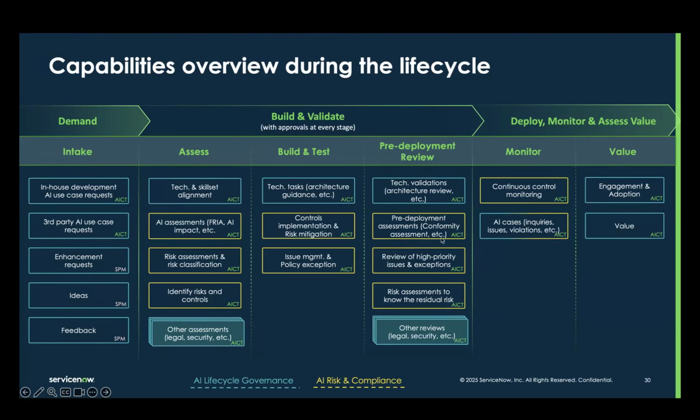Oh, I just quickly, what was it? FRIA is in here somewhere. So FRIA is the Fundamental Rights Impact Assessment, which is essentially a structured evaluation of how an AI system, model, or data set could affect individuals' fundamental rights.